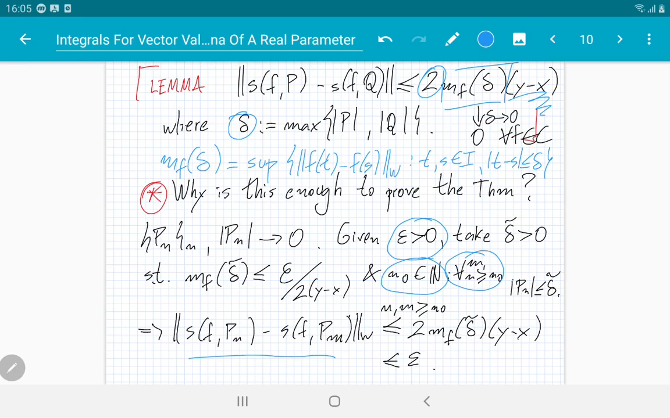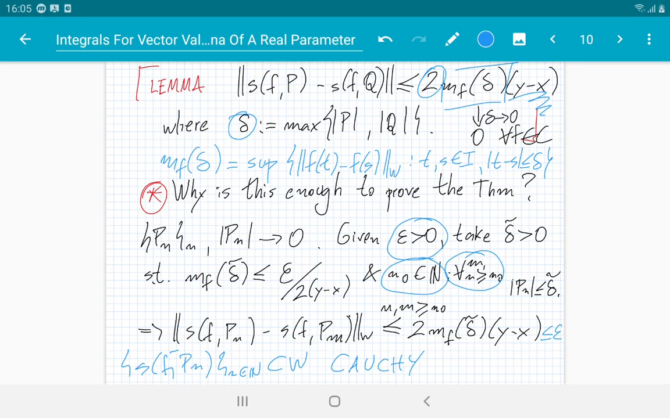And what does this mean? It means that this S_f P_n sequence is contained in the space W, right? These are sums of vectors, they're vectors. And this sequence is Cauchy, meaning the difference between the Riemann sum for P sub n and P sub m gets smaller and smaller as both n and m grow.